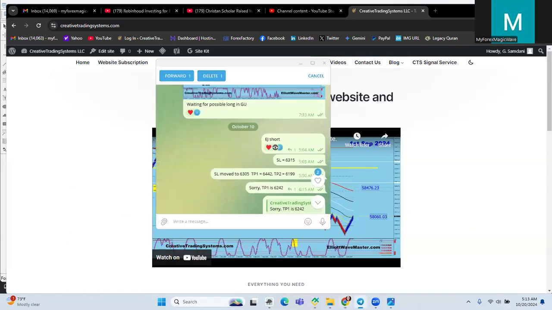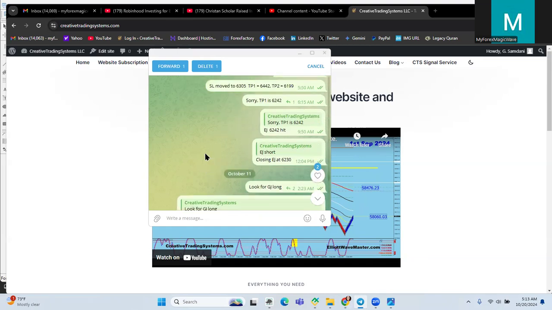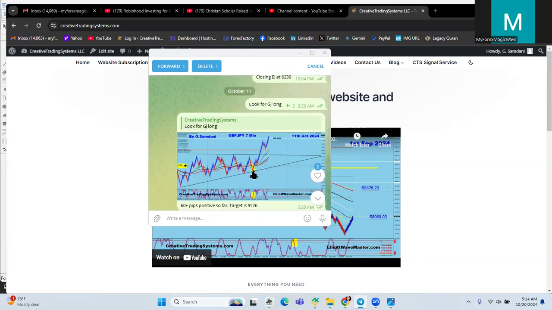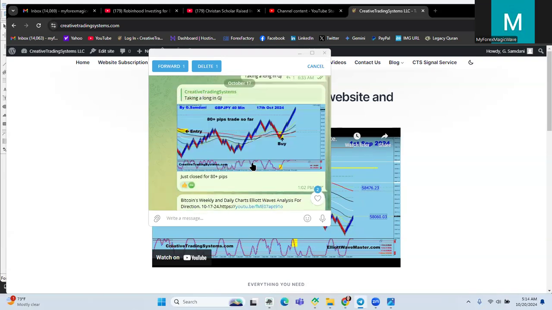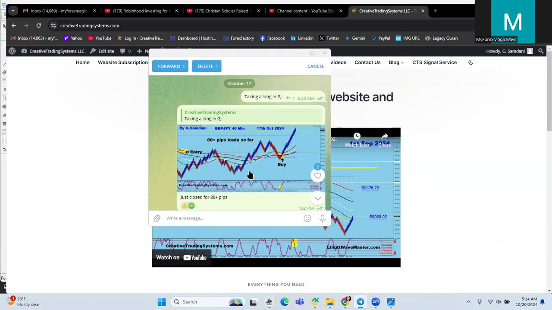I also have this Telegram, where I put the heads up about upcoming setups. For example, EJ short, and then what happened, and then you see I put a long for GJ. Look for GJ long, and this is the long that came up, and I took it, and I showed it here. Same way, you see that on Thursday or Friday I took a long in GJ, and this is the trade for 80 pips. So this is a big help, Telegram, for subscribers. You can take advantage of that.